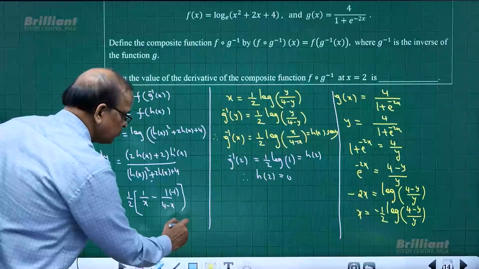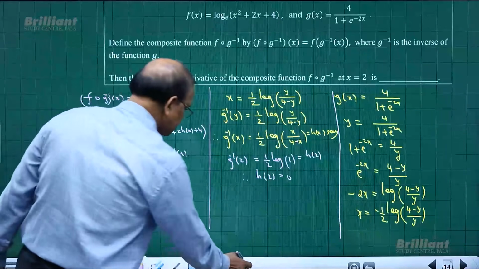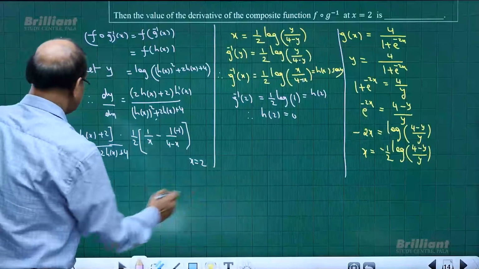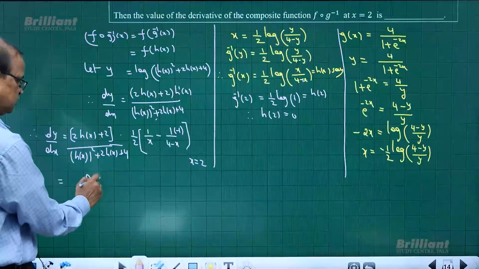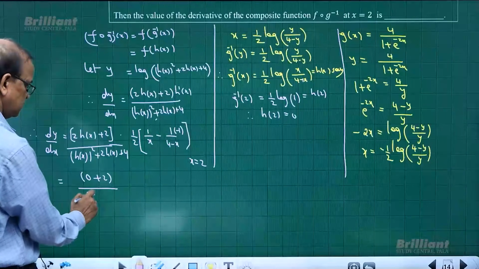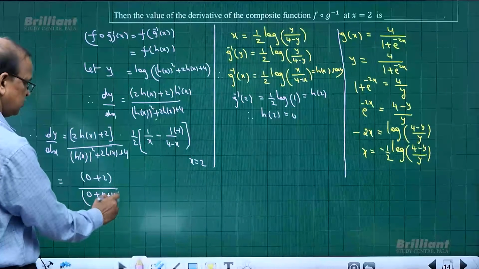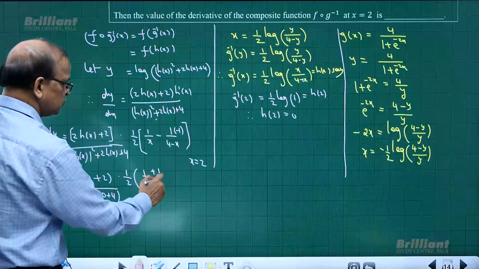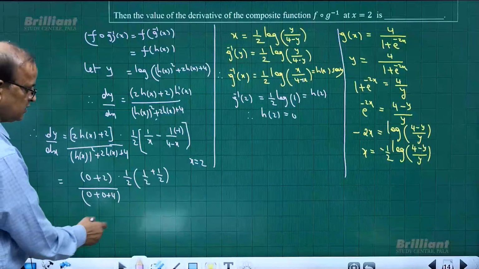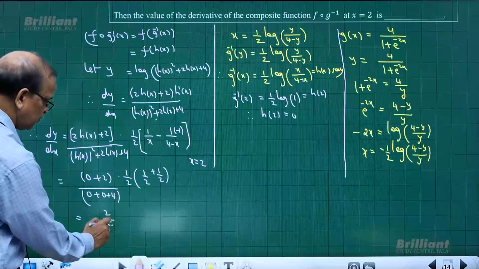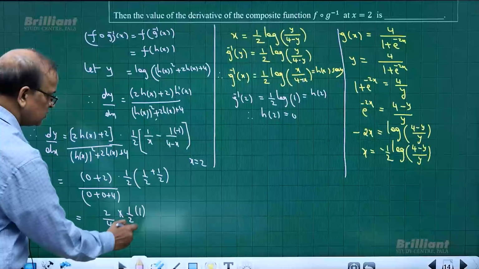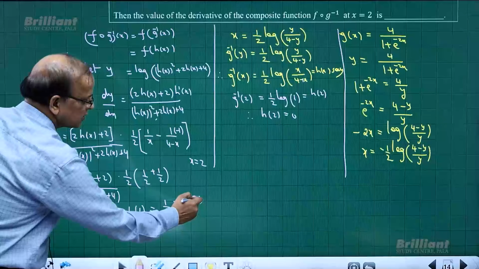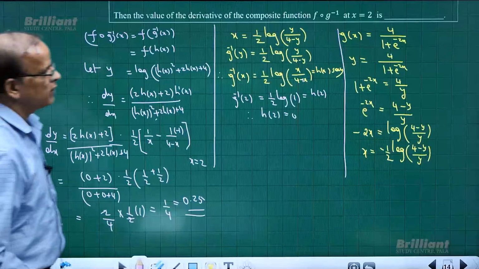In this, put x equal to 2. So, you will get what is that? See, this is equal to h of 2, 0, 0 plus 2 by 0, 0, 4, this is the denominator, into 1 by 2 plus 1 by 2, okay, this is 1, 2 to cancel, okay, 2 by 4 into 1 by 2 into 1. So, 2 to cancel, 1 by 4, that is 0.25. This is the answer, this is 0.25.